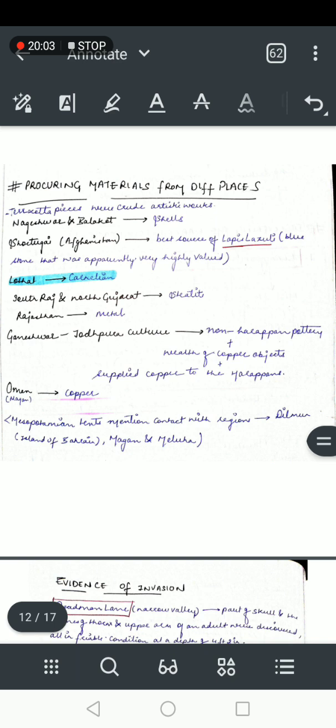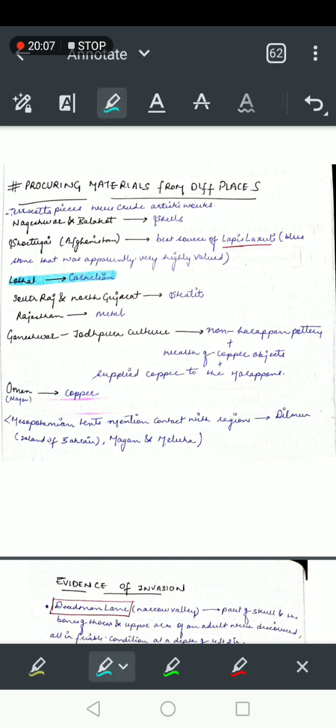Now, we are going to discuss the different materials which have been procured from different places. The first is shells. These shells have been recovered from Nageshwar and Balakot. Lapis lazuli, from Shortugai, Afghanistan. Lapis lazuli is basically the blue stone, and it was of high value at that time. Then carnelian, which we had discussed, has a beautiful red color.